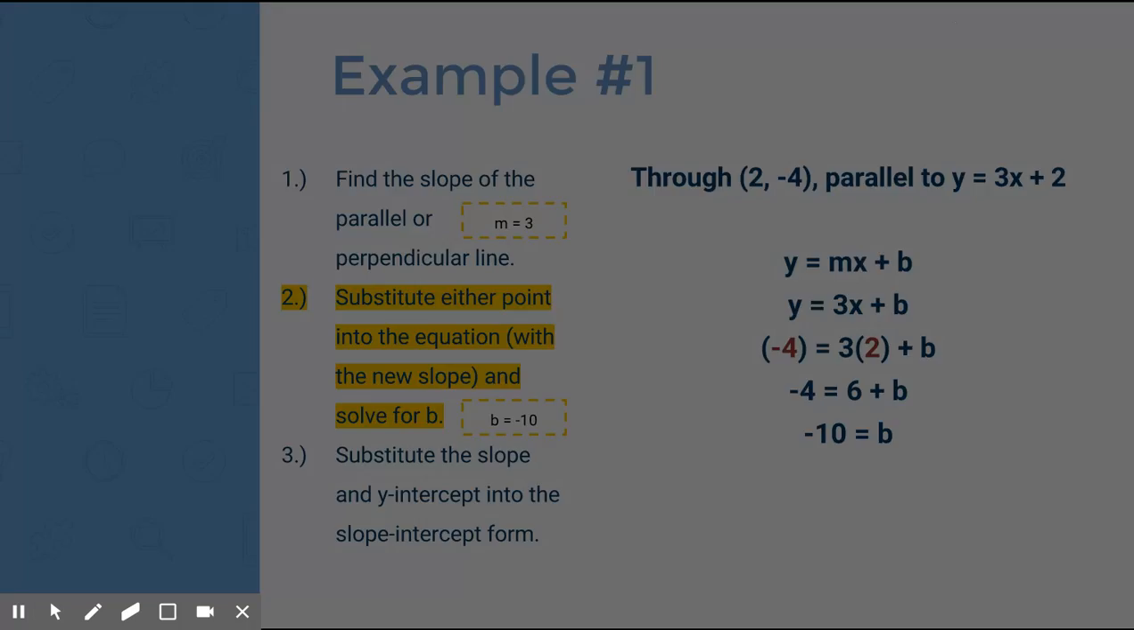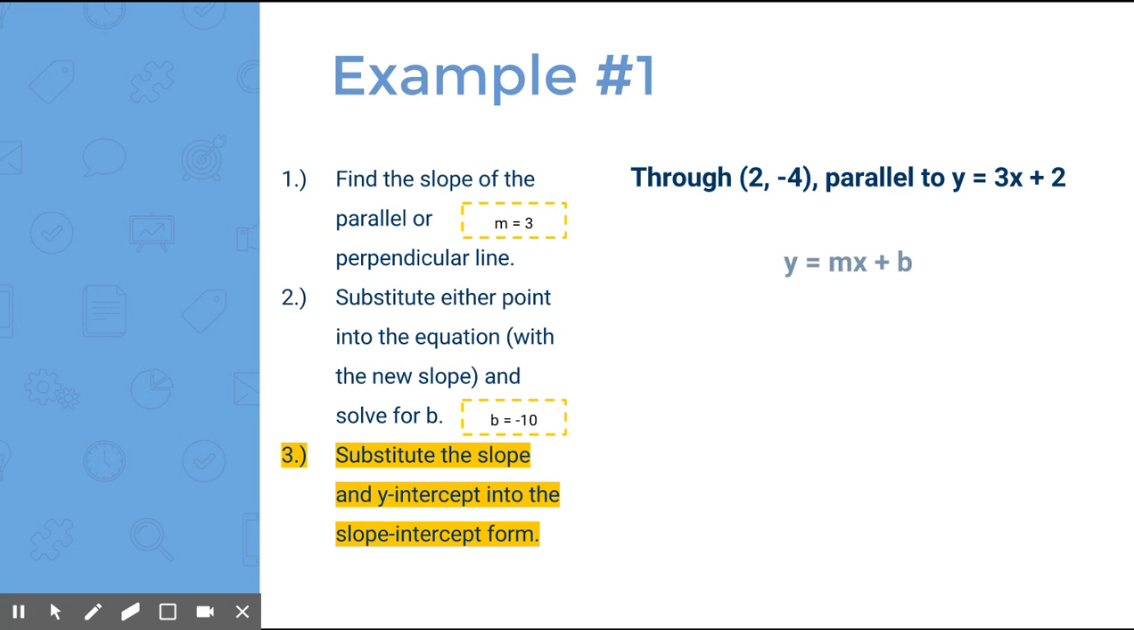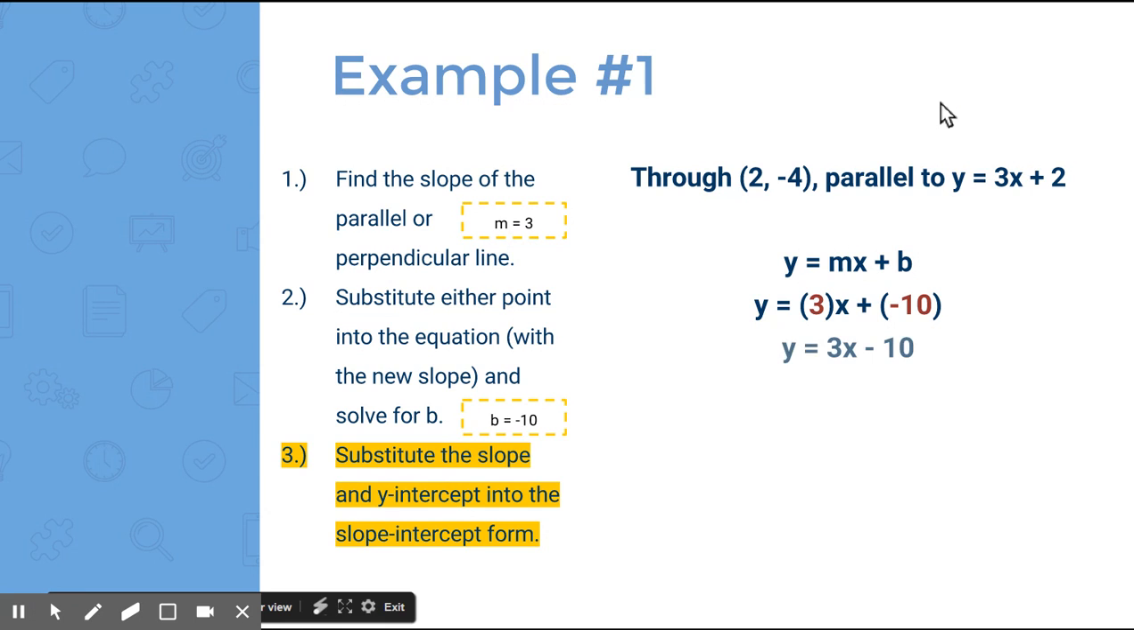Our last step is just to write our equation. So we take our slope-intercept form, we plug in our slope and our y-intercept. It's always helpful to put them in parentheses first. That way you make sure your signs are right, especially with the y-intercept. And then we find out that our line is y equals 3x minus 10.